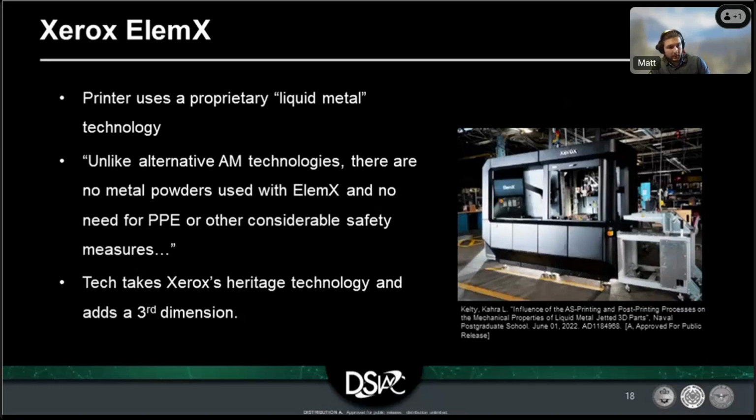So the Xerox LMX printer, unfortunately, because it is all quite proprietary by Xerox, I don't have a ton of information on exactly how it works, but I do have some. I can't give you specifics, but the general overview is it's what's called a liquid metal technology. And so unlike other additive manufactured technologies, there's no metal powder, no need for PPE, and really no other considerable safety measures. And if you notice, the LMX and the previous printer both have a lot of answers to the questions that I brought up in terms of how do I integrate this into a ship.